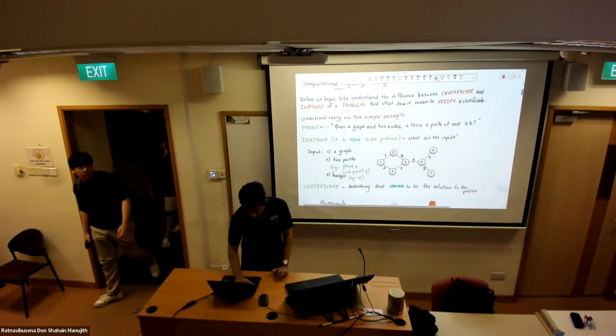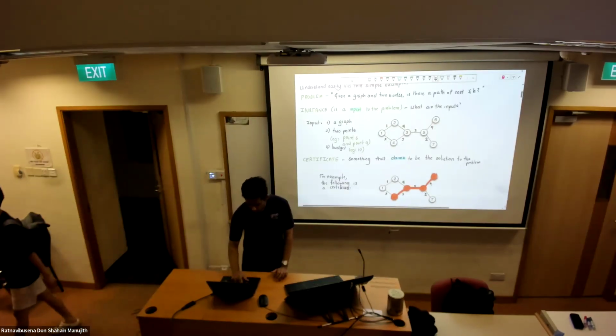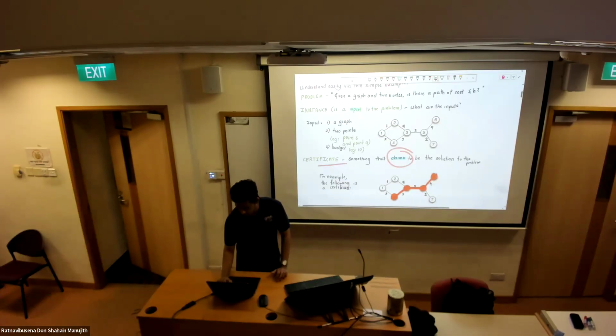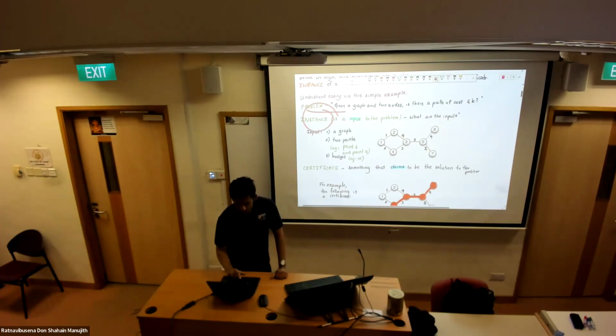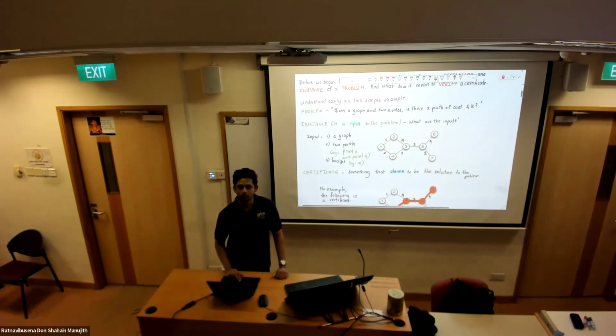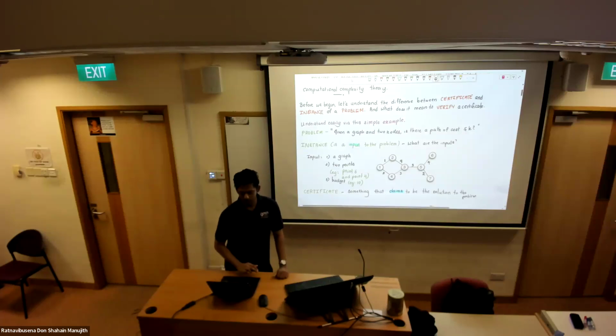But now we need to talk about what a certificate is. A certificate is something that claims to be the solution to the problem. So we have a problem and an instance of the problem. A certificate for this instance is something that claims to be the solution. In this case, what does the solution look like? We need a path of cost at most k. A correct solution would be a path of cost at most k.